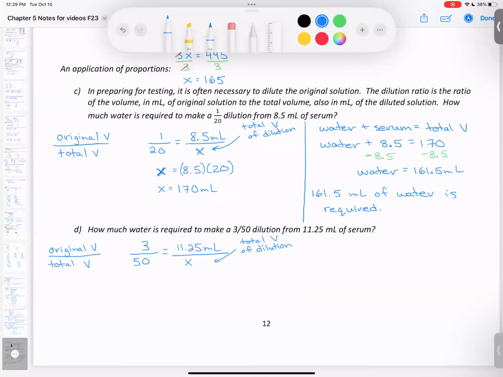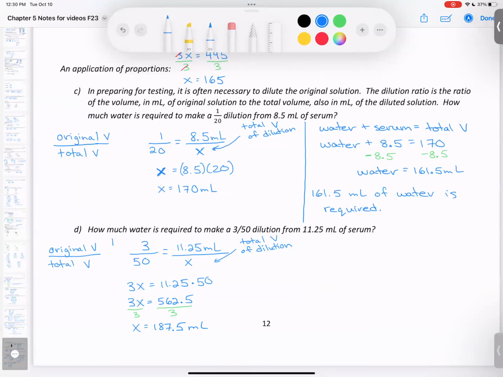So let's solve for x. We get 3x equals 11.25 times 50. Let's do that multiplication: 11.25 times 50, I get 562.5. And then we're going to want to divide by our coefficient, so divide by that 3. And we'll get 1x, or just x, equals 562.5 divided by 3, which gives me 187.5, and we're dealing in mils. So that's the total volume of this dilution.